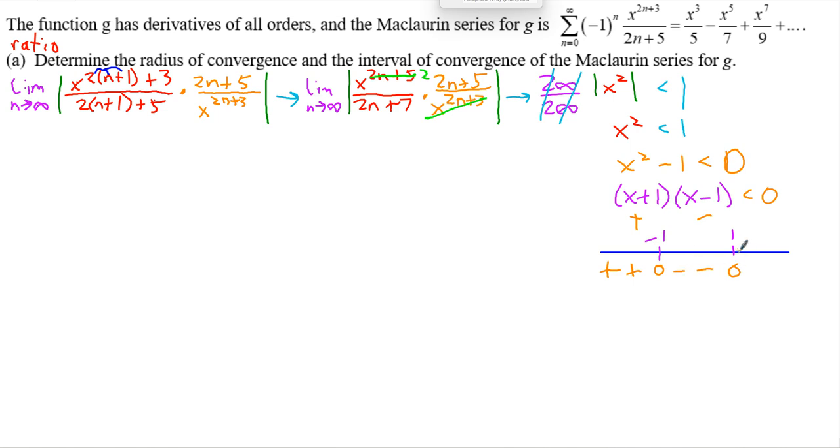When you test 1, you can see 1 comes from a factor with an odd exponent, so it is going to change sign there. And in this case, since we're looking for where this is less than 0, we're looking for the negative interval, which is right here. So we can see it would be negative 1 is less than x, which is less than 1.